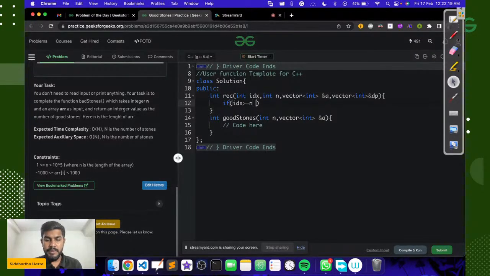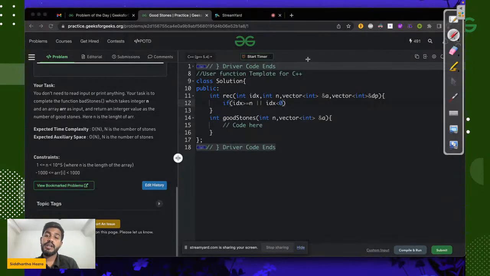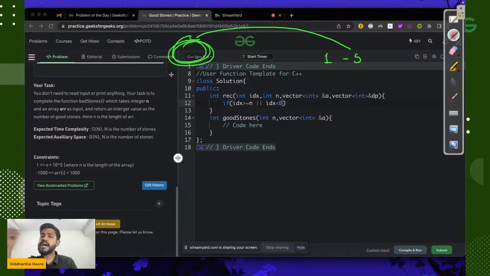So I would say big O of n, or idx is less than 0. What do we mean by this? This is a very important condition. Suppose we have 1, we have minus 5. So if we have minus 5, that means we would just jump out of the array, and here we don't have any values to jump back in. So if we jump out of the array in the negative direction too, then also that is a good stone.